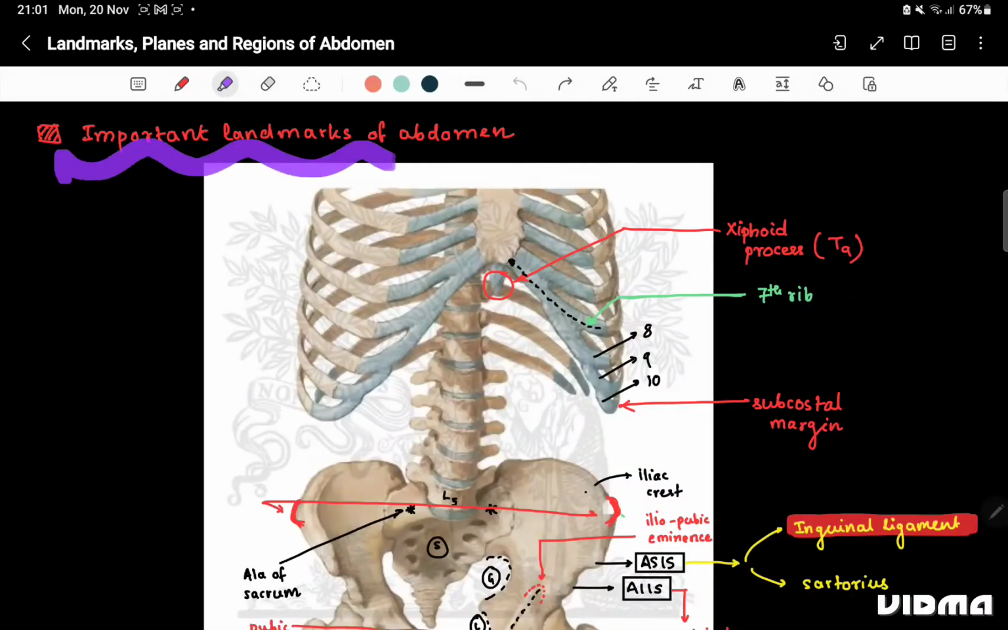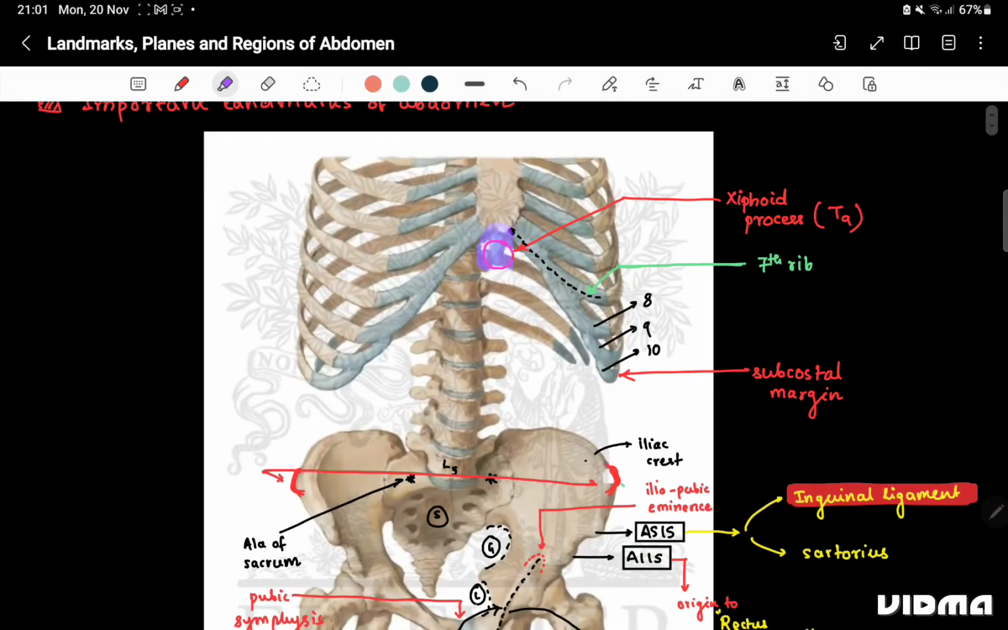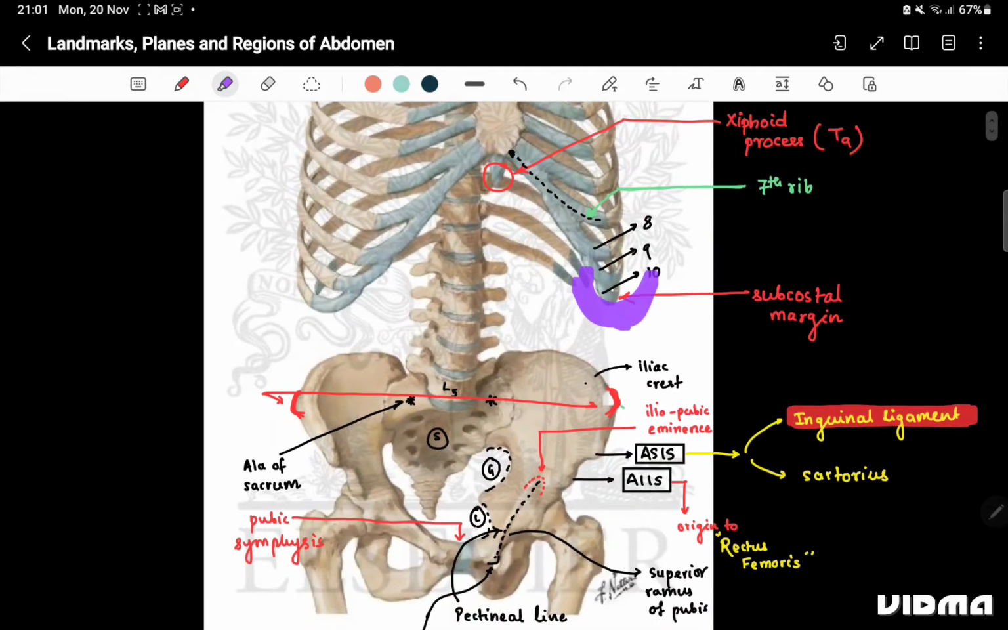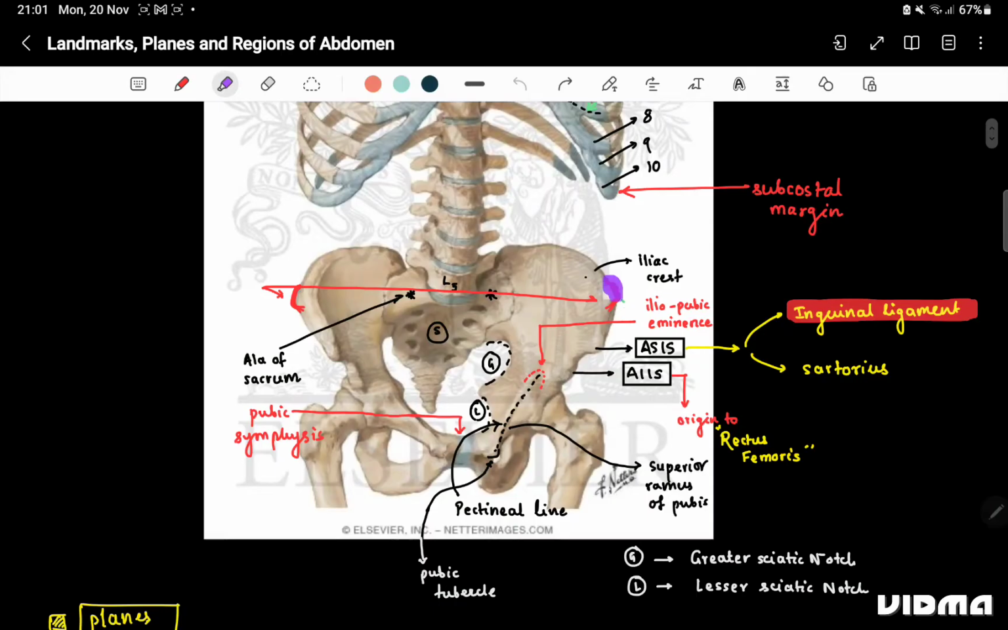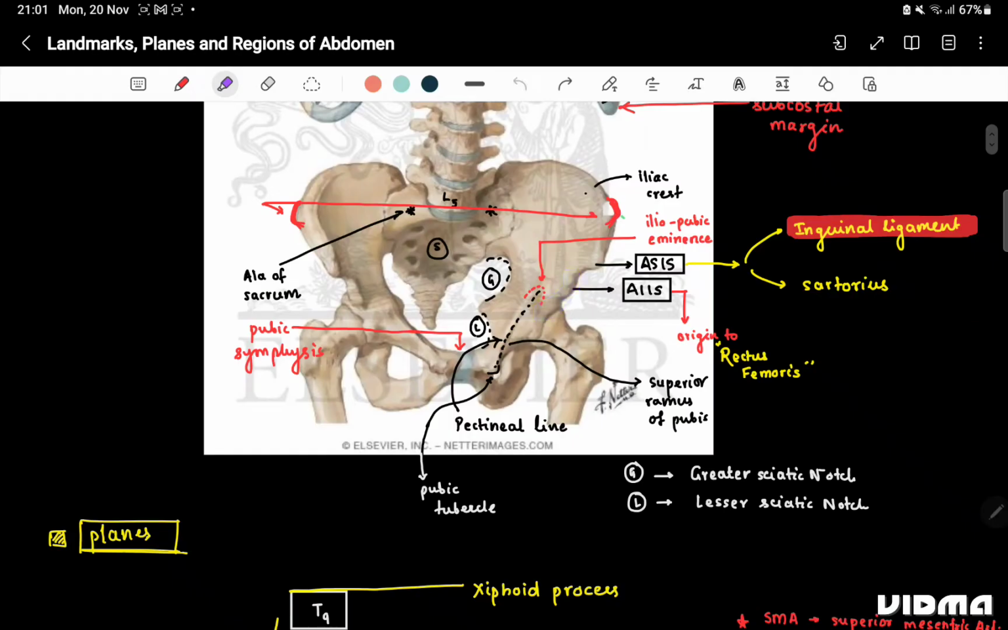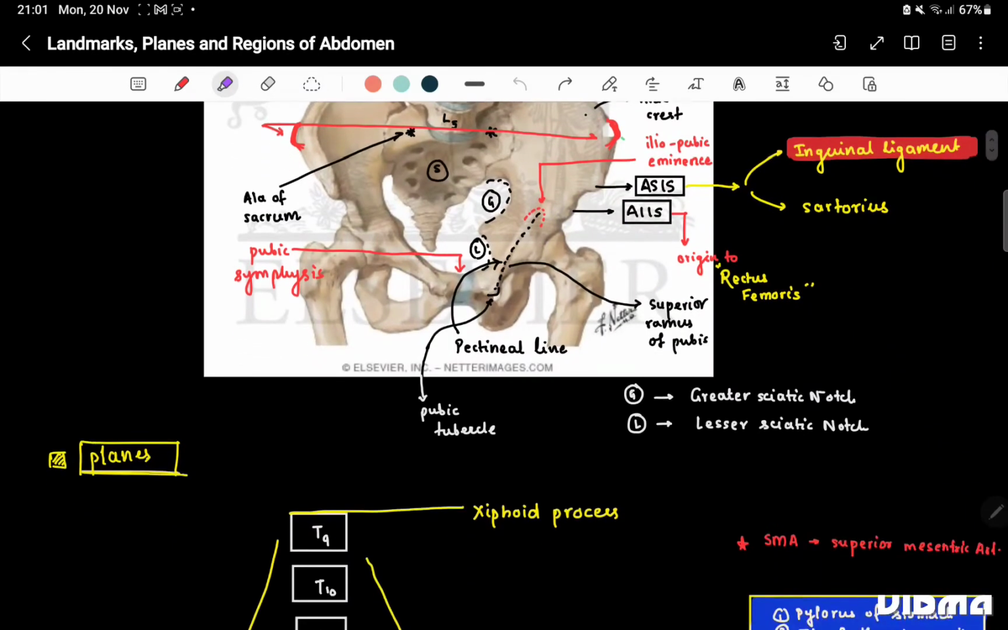So what are the important landmarks of the abdomen? We have the xiphoid process here, the 7th rib, 8th rib, 9th rib, 10th rib, the subcostal margin, the iliac crest, your iliopubic eminence, your ASIS, that is your anterior superior iliac spine, which gives attachment to the inguinal ligament as well as the sartorius muscle. And your AIIS, that is your anterior inferior iliac spine, which gives origin to your rectus femoris muscle. This is the superior ramus of the pubis.